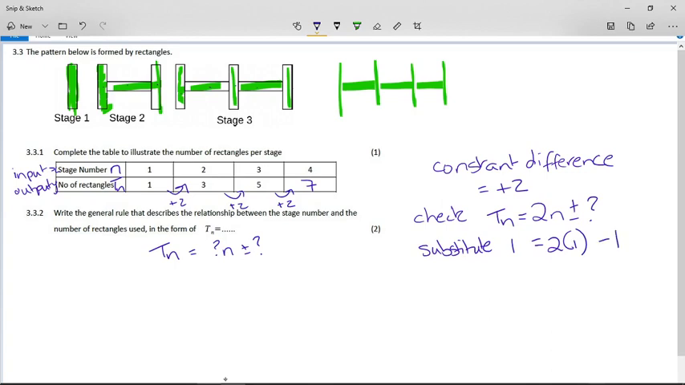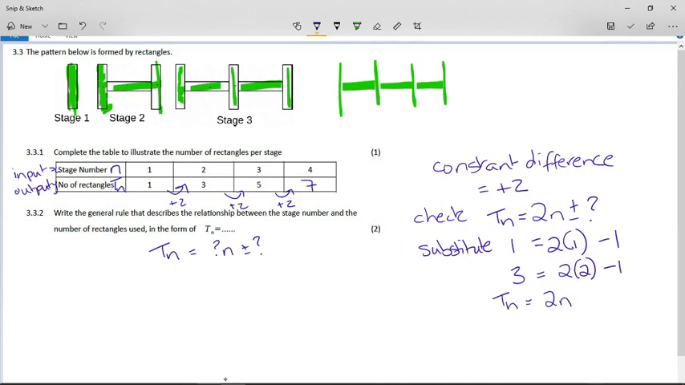Then we check with the second term in the table. So when stage number is 2, there are 3 rectangles. So Tn is 3, stage 2 multiplied by n. 3 equals 2 times 2. 3 equals 4. No, this is not correct. We must subtract 1. Okay, so it looks like our rule is going to be Tn equals 2n.